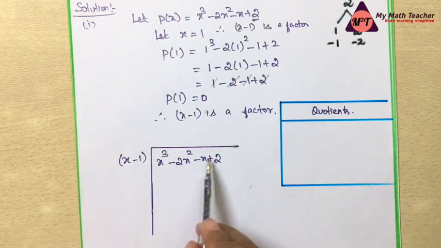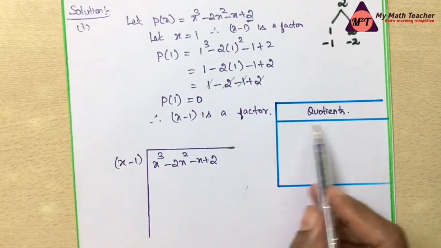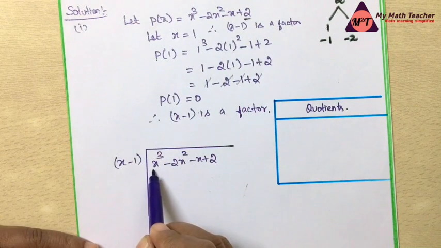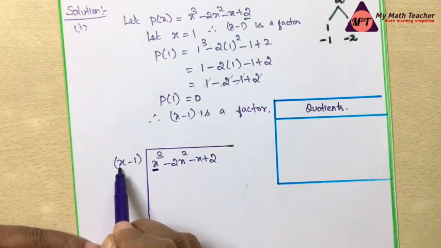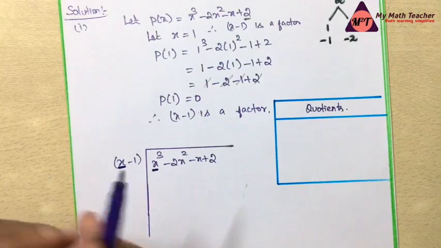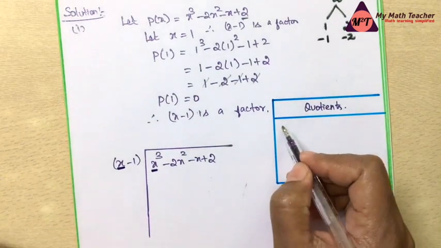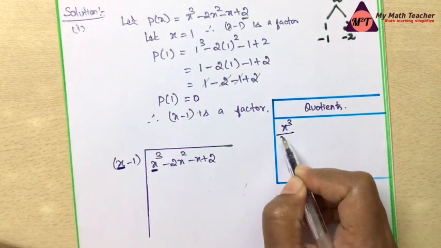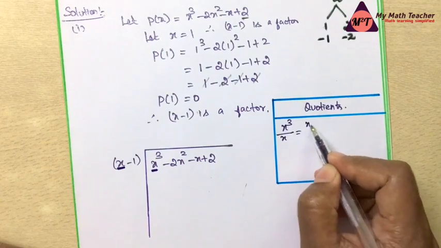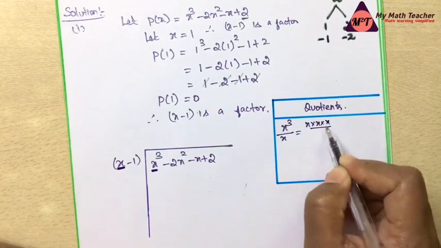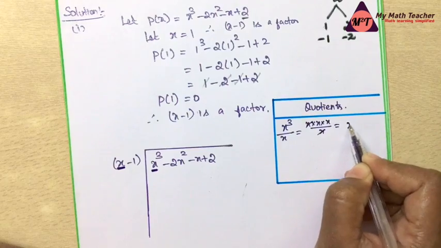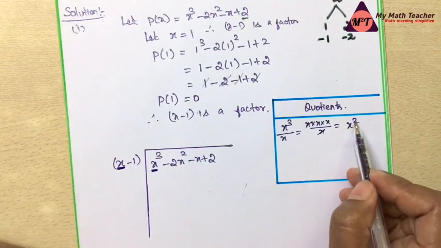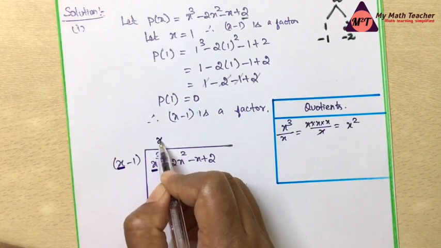We are going to divide this polynomial. I have given quotients here. So this is x cube. We are going to divide by the first term, that is x cube divided by x. We know that x cube is x into x into x, divided by x, we'll be getting x square. Now we are going to write this x square in the quotient.